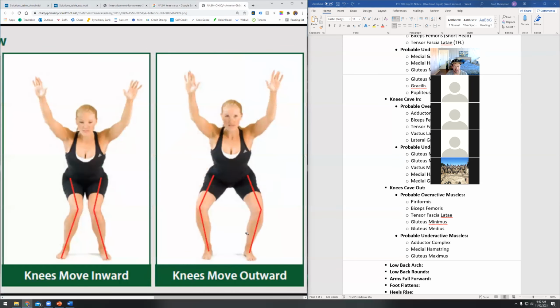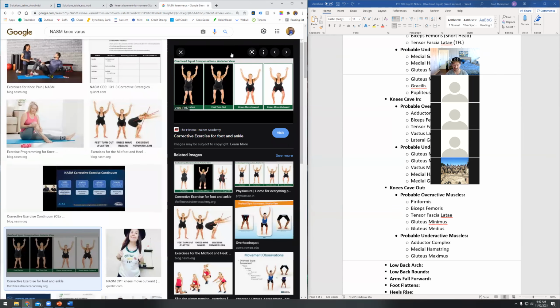So there's the knees caving out, right? You can see she's putting all the weight on the outside of her foot. She's got a big excessive arch there, too much of an arched foot. And so it's knees coming way out, probably lining up just outside the pinky toe there. Again, like I said, it's just not as common.